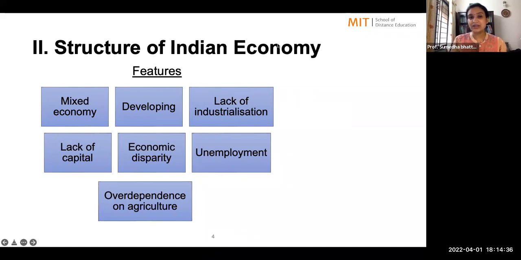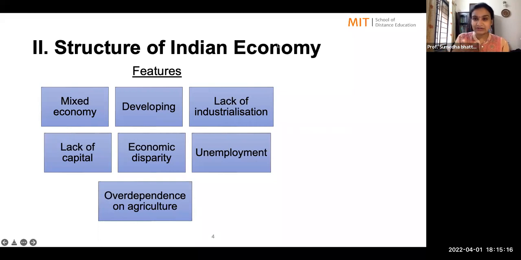Second, India is a developing economy. Whether an economy is developed, developing or underdeveloped is determined on the basis of per capita income. What is this per capita income or national income? We'll see in the forthcoming slides. As of now, developing economy means one with a per capita income which, for lower income countries, is less than $1,036, and for middle income countries, is between $1,036 and $12,535 per capita.